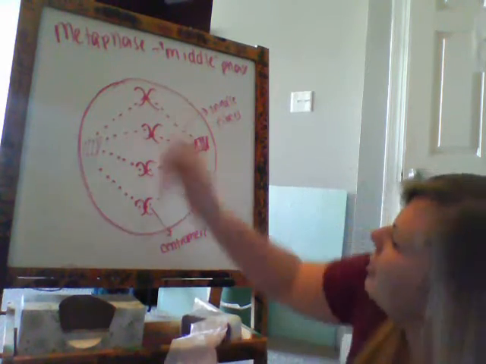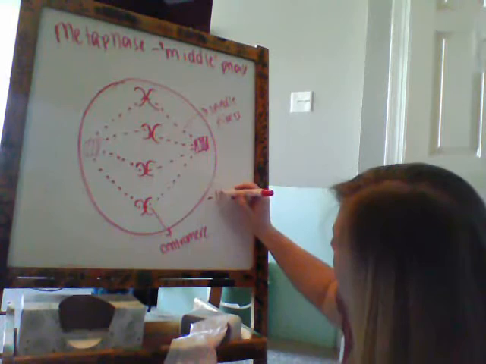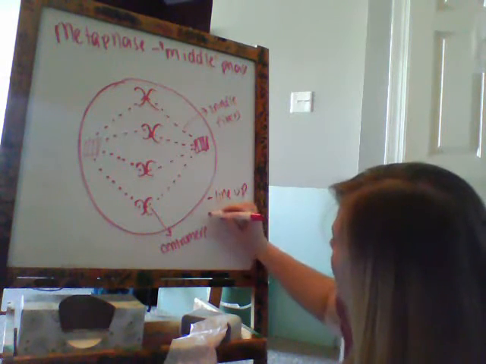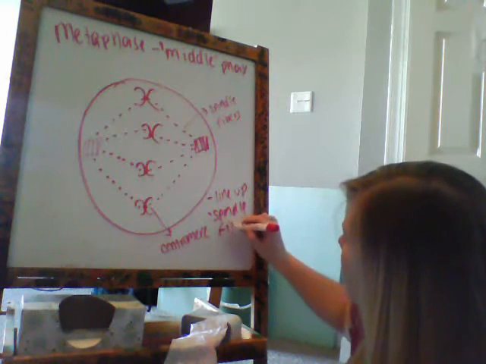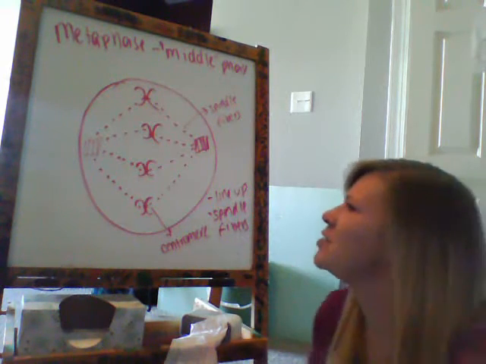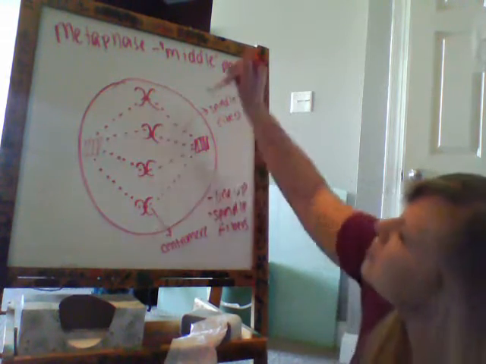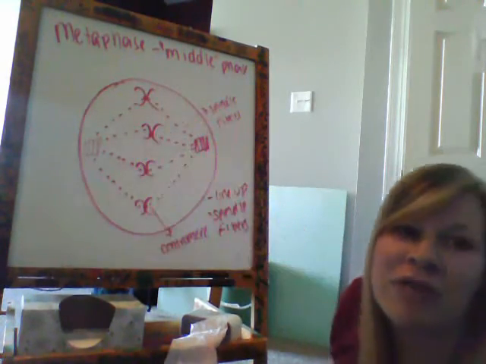And so we have them lined up at the equator. And we have the spindle fibers coming out. That's metaphase. Metaphase means middle, and that's where our chromosomes are. They're lined up in the middle or the equator of the cell.